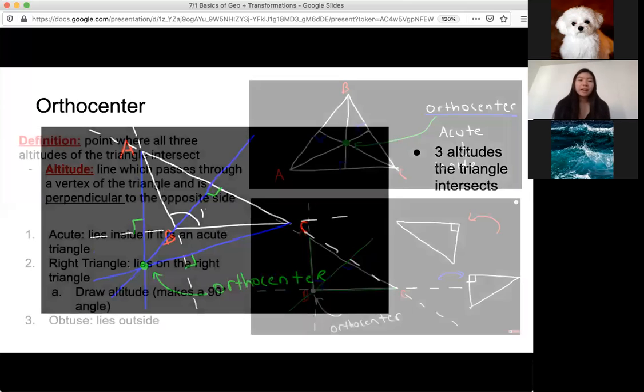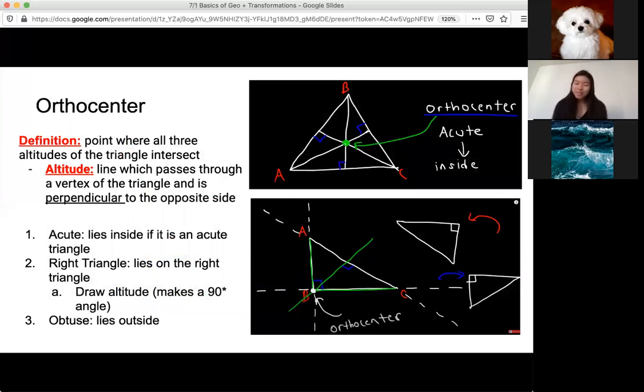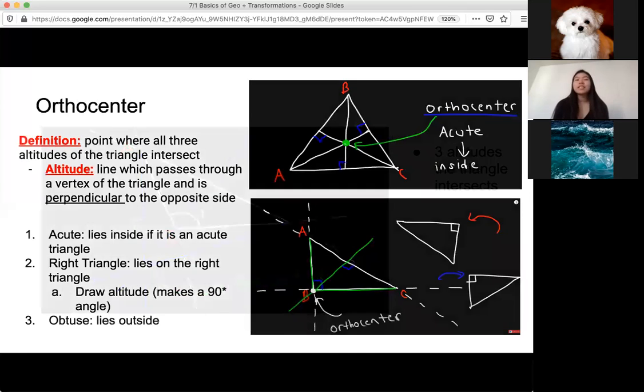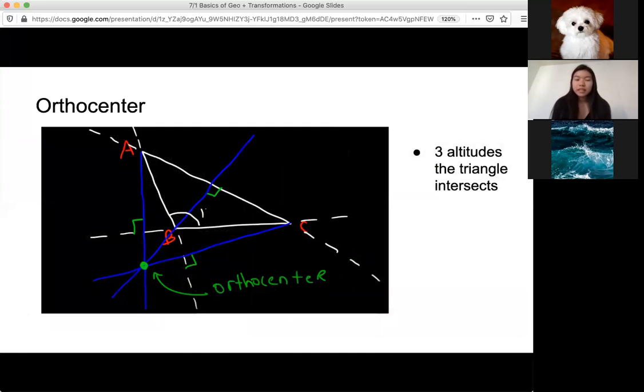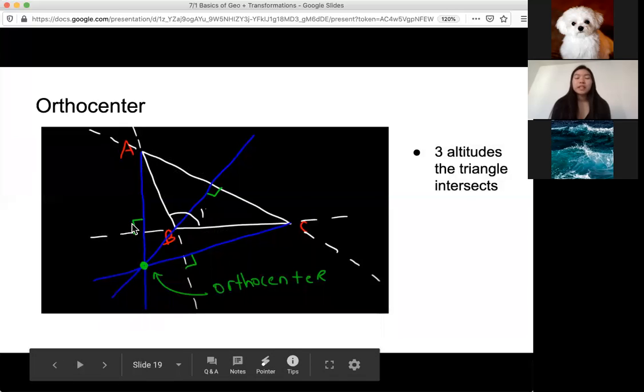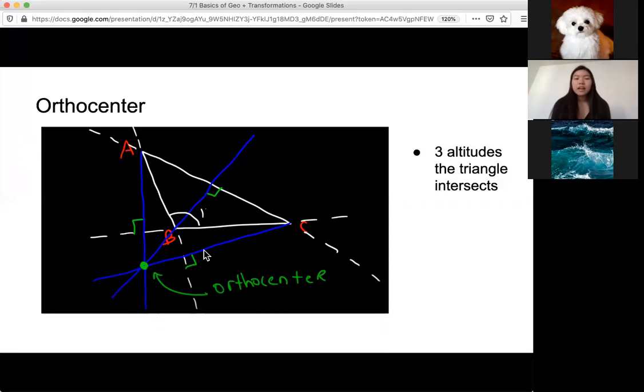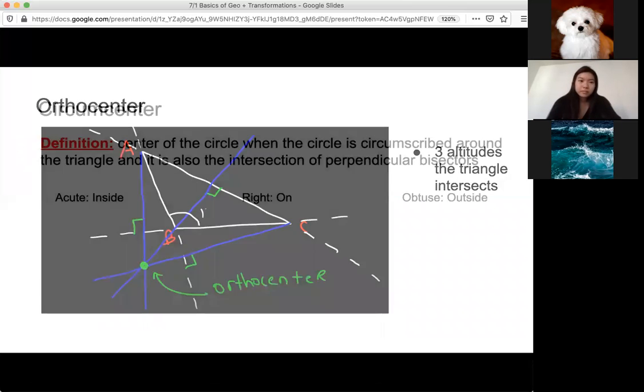And let's go back again. So when it's an obtuse triangle, the orthocenter will lie outside. Again, emphasizing that the orthocenter is made up of 3 altitudes, which will create 3 right triangles. In this case, you should be able to draw your own lines to make these right triangles, since the lines aren't given to you, and it's going to lie outside of the obtuse triangle.